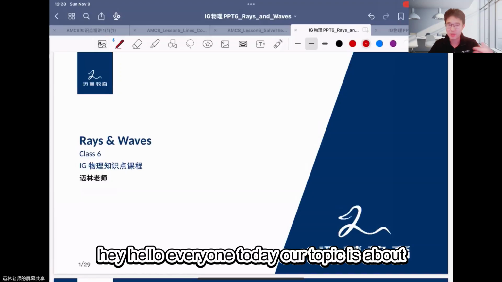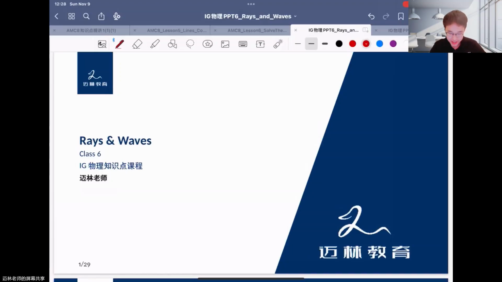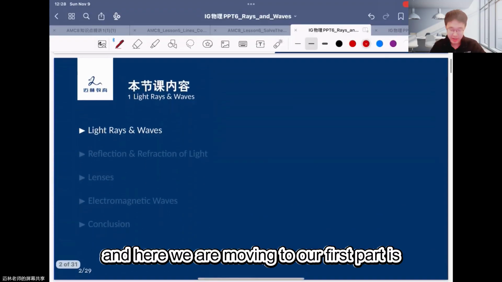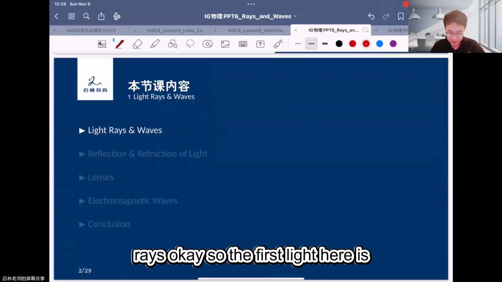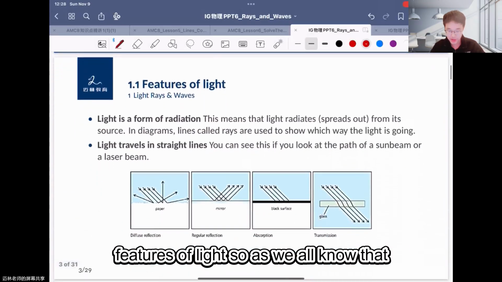Okay, hello everyone. Today our topic is about rays and waves. Here we are moving to our first part, light rays and waves. So the first slide here is features of light.